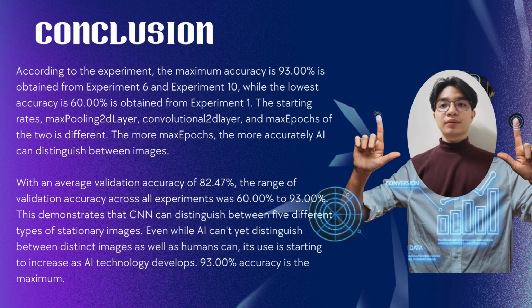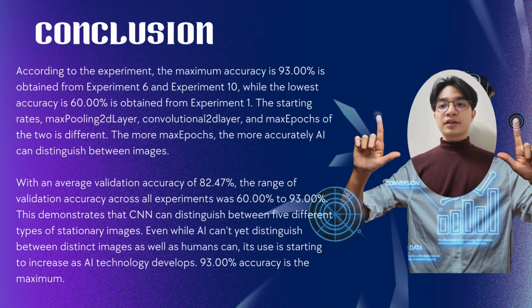The starting rates, max pooling 2D layer, convolutional 2D layer, and max epoch of 2 are different. The more max epochs, the more accurately the AI can distinguish between images, while the average validation accuracy is 82.47. The range of validation accuracy across all experiments was 60% to 93%.